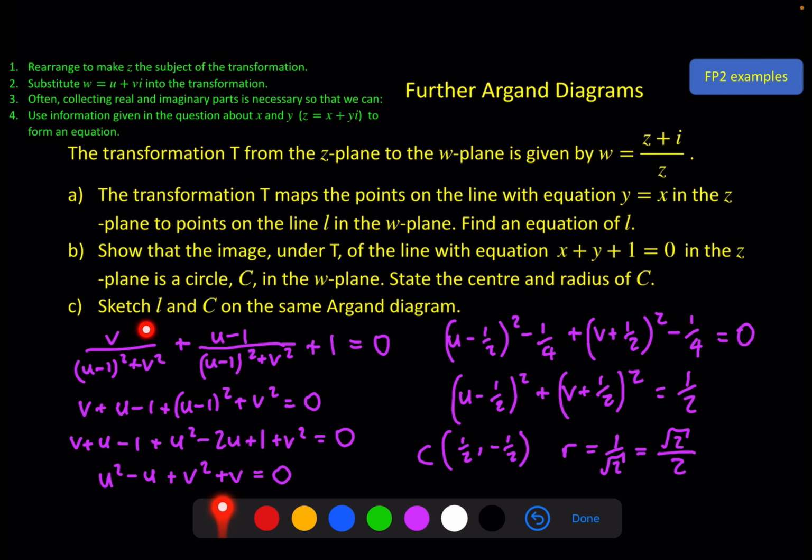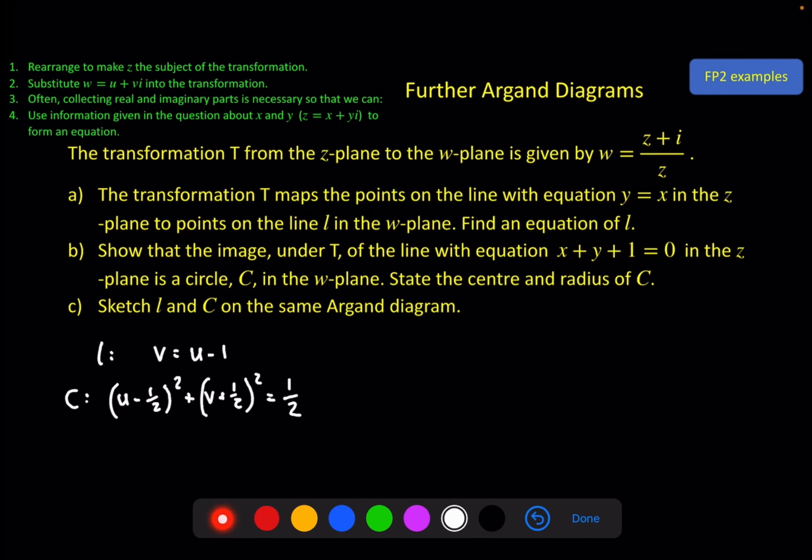Part C. Sketch L and C on the same Argand diagram. Here are the two results. We need to put these onto our Argand diagram. And again, remember our real axis is u and our imaginary axis is v. The straight line comes up with a gradient of 1 and goes through -1 on the imaginary axis. This is L.